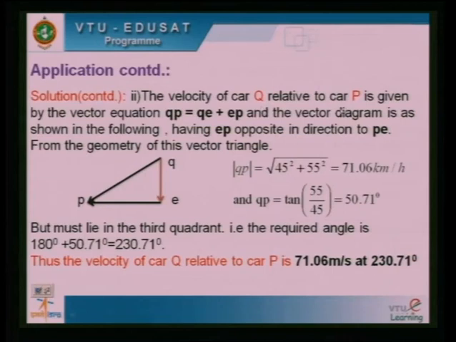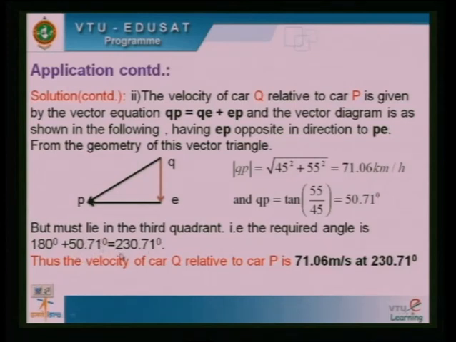The velocity of car Q relative to car P is given by the vector equation QP equal to QE plus EP. The vector diagram is as shown, with EP in the opposite direction, because P is moving in this direction. From the geometry of this vector triangle, again you will get modulus of QP equal to square root of 45 squared plus 55 squared, which is 71.06 kilometer per hour. And the angle is tan inverse of 55 by 45, 50.71 degrees, but it must lie in the third quadrant, that is 180 degrees plus this value.